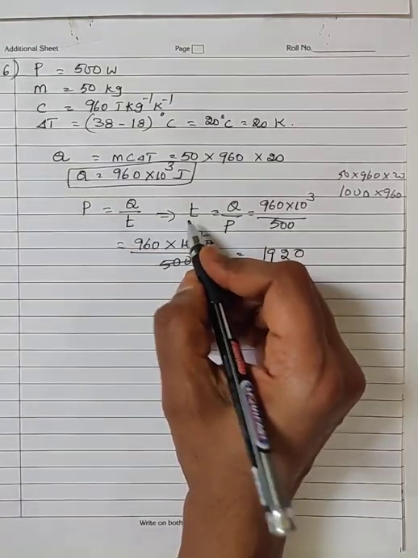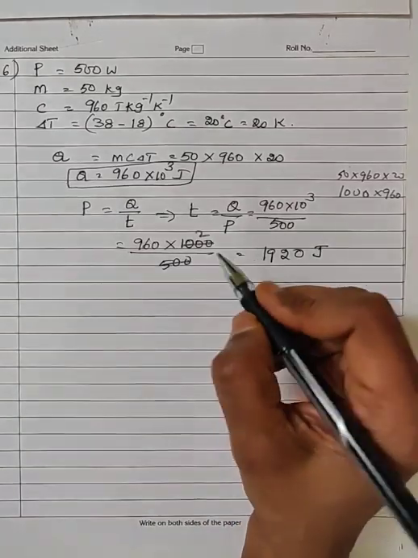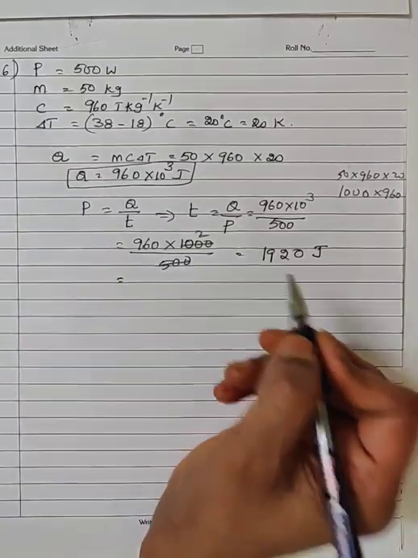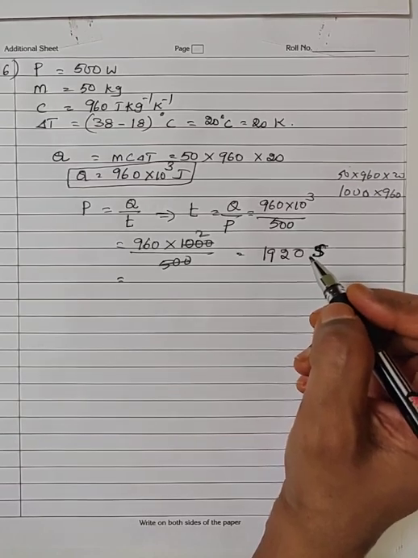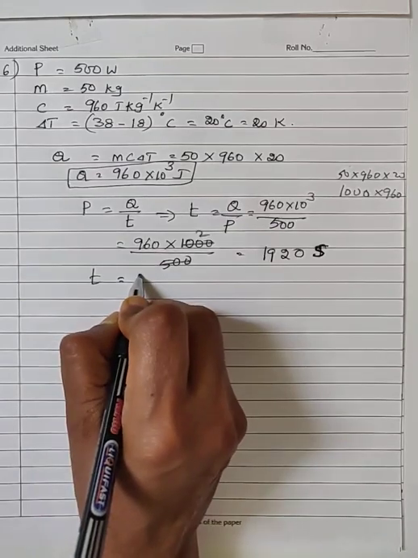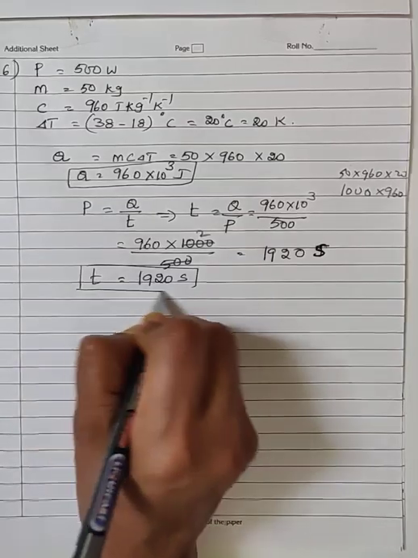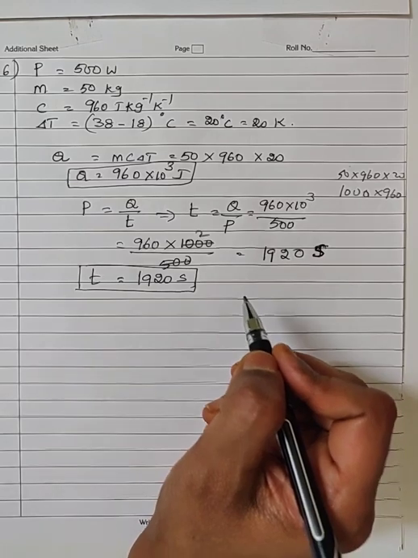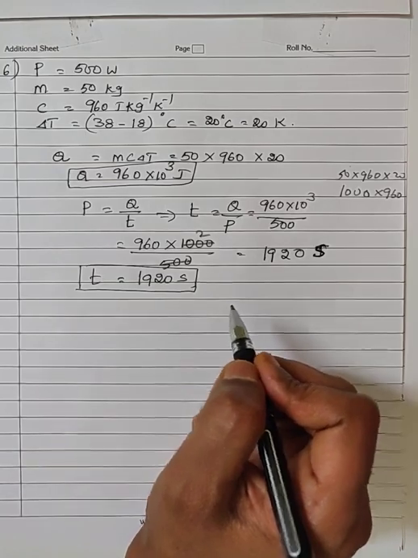You have calculated time. SI unit of time is second. So time T is equal to 1920 second. In your textbook it is given in minute, but according to our ICSE board, all answers should be given in SI unit only. That is, SI unit of time is second. So you are expected to give it in second only, right?